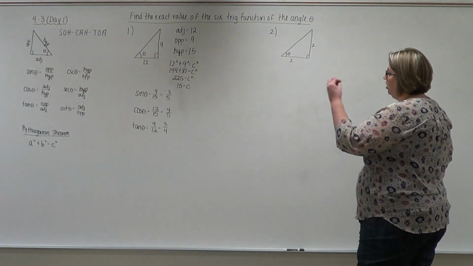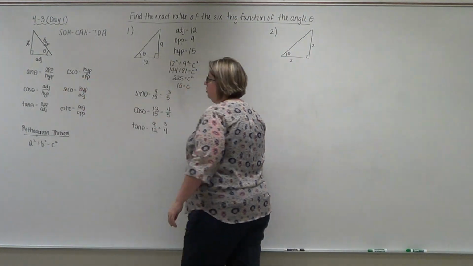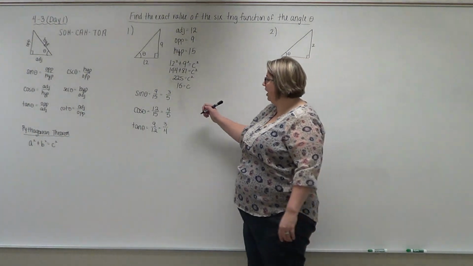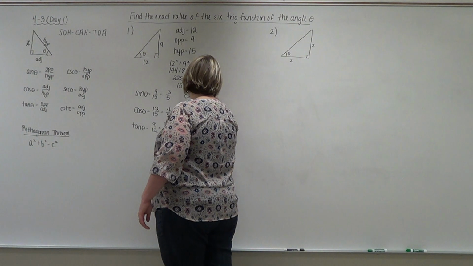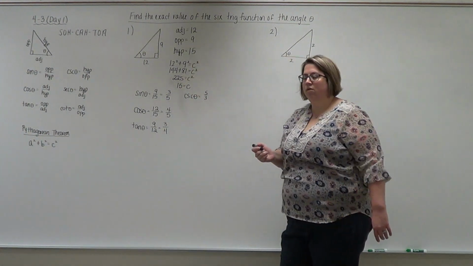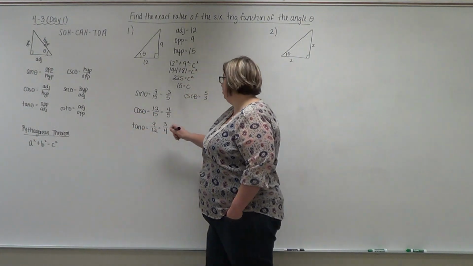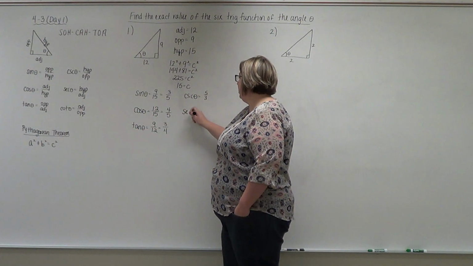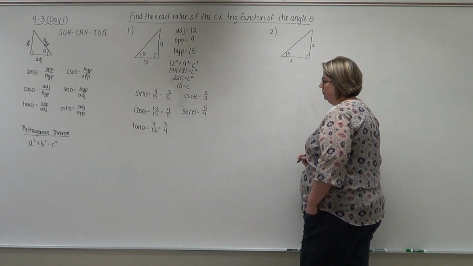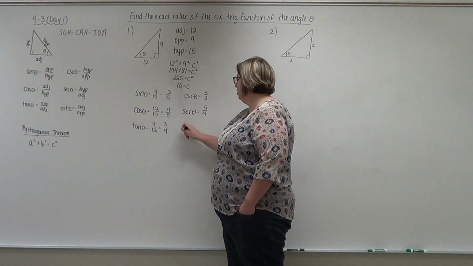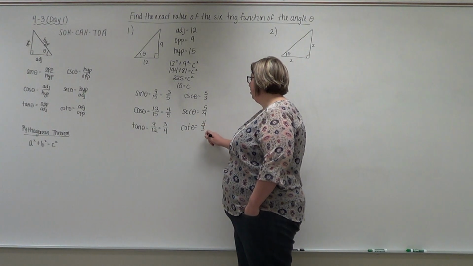Okay, so those are your first three, but you have to find all 6, so now you're doing your reciprocals. So cosecant is the reciprocal of sine. So if sine is 3/5, that means cosecant is 5/3. If cosine is 4/5, that means secant is its reciprocal, so secant is 5/4. And then cotangent is the reciprocal of tangent, so it is 4/3.